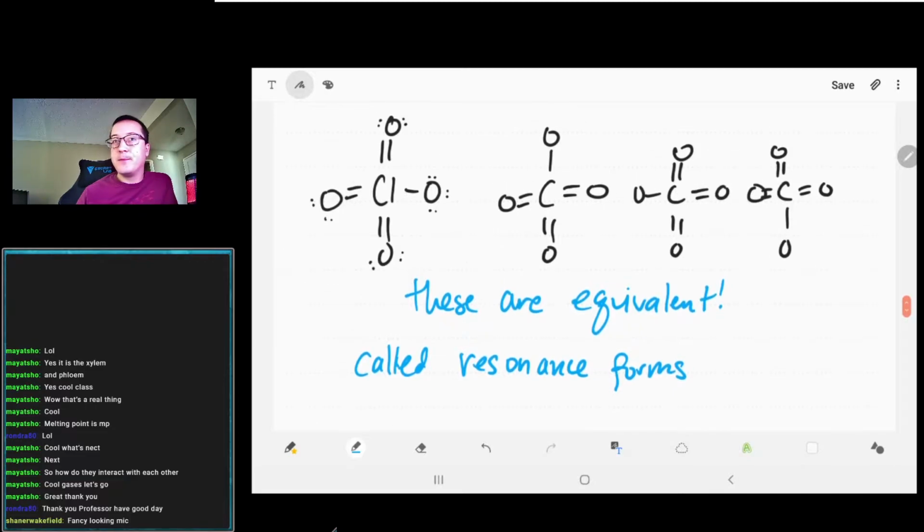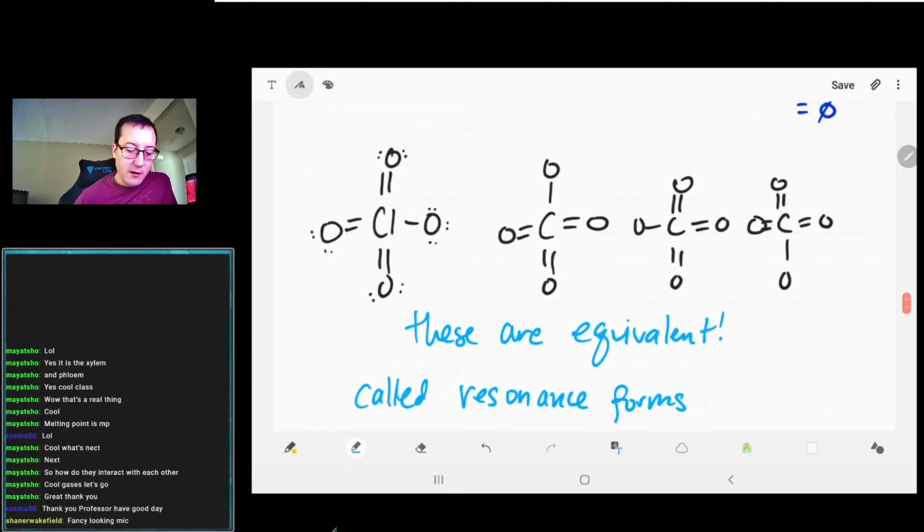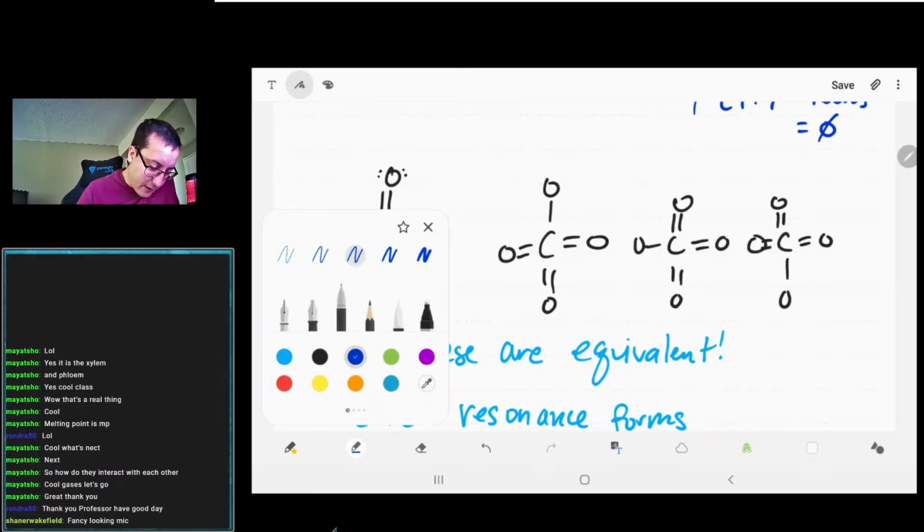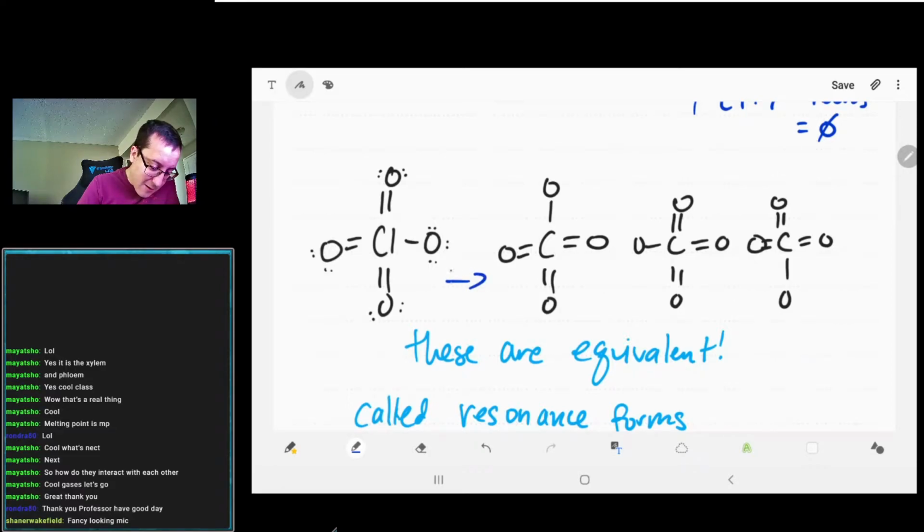They are called resonance forms. So we could have made our double bonds on any of those 3 oxygens. Does not matter which ones. So as a result, all of these would be equivalent to each other. And so they're called resonance forms. And we often use this kind of double-headed arrow to illustrate that all of these are kind of interchangeable.